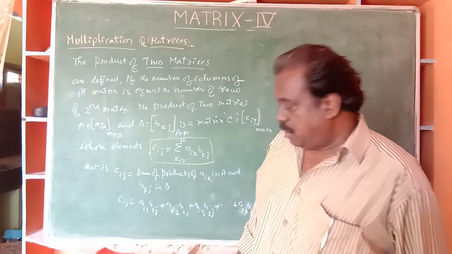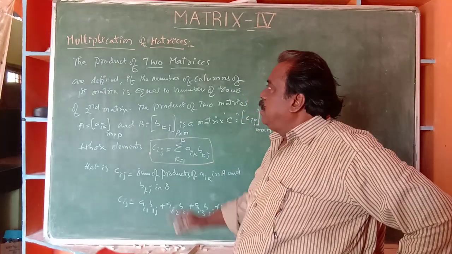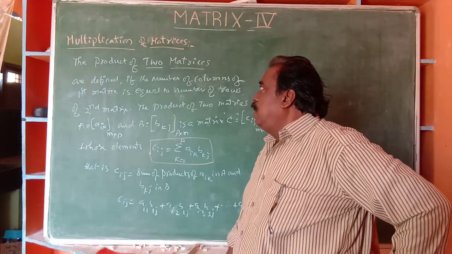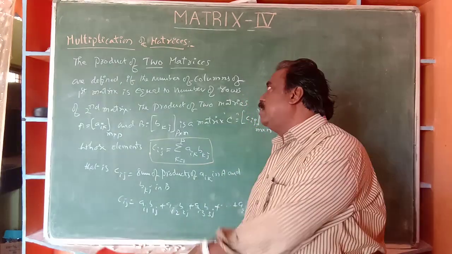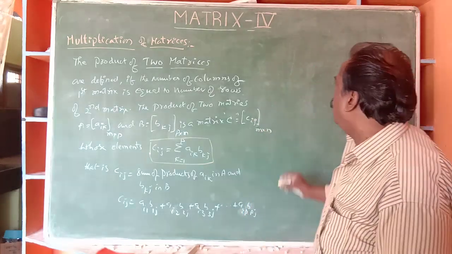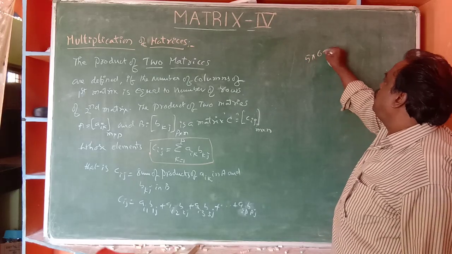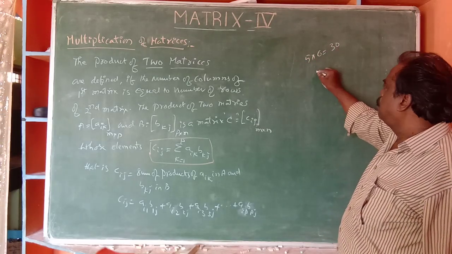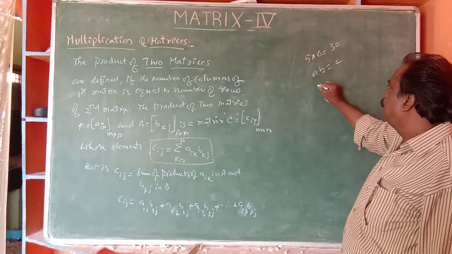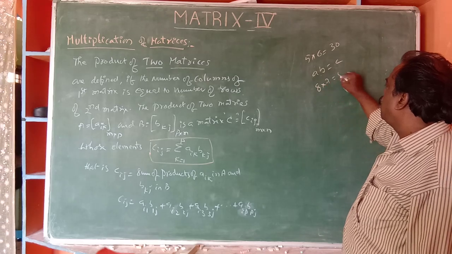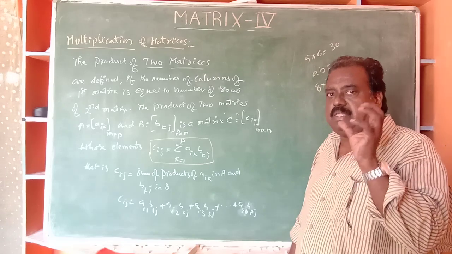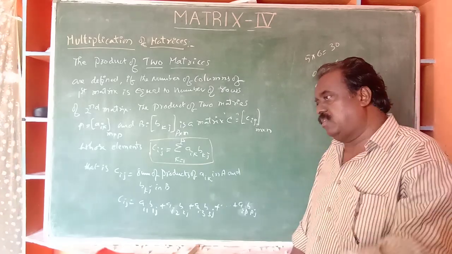Observe. This is a different type of concept, that is multiplication of matrices. You see, 5 into 6 is 30. A into B gives a new number C. 8 into 7 is equal to 56. We can easily understand the multiplication of any two real numbers.